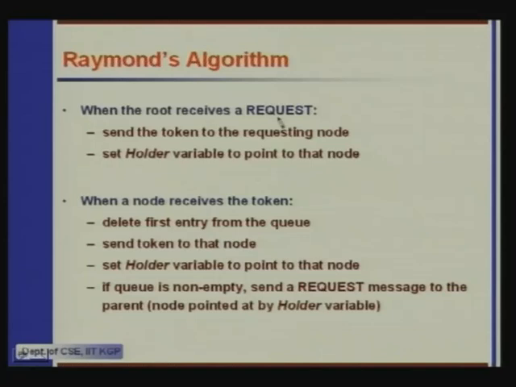When the root receives a request, this is what it is going to do. It will send the token to the requesting node, okay, and set holder variable to point to that node. Now, this is where the reorientation of the tree starts. Let us see it pictorially once again.